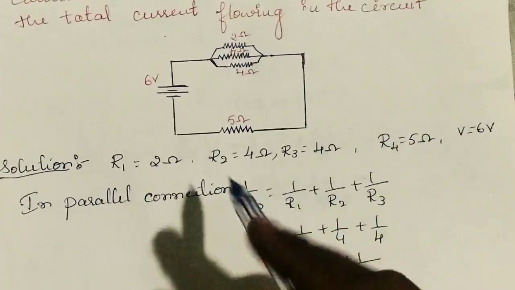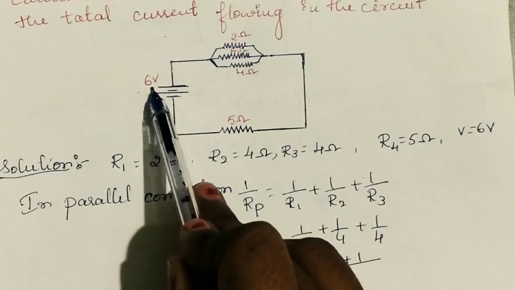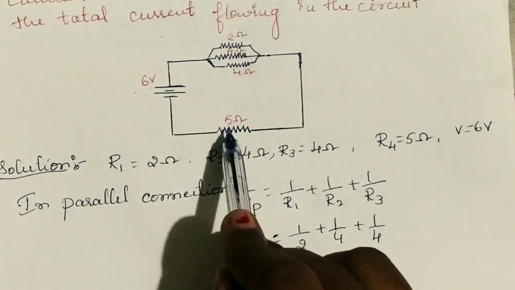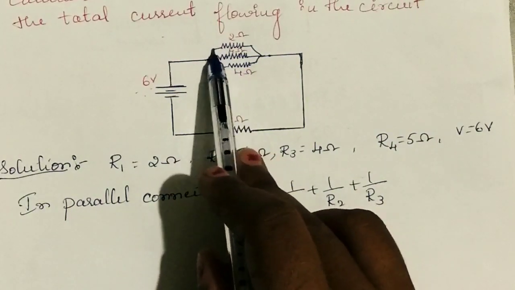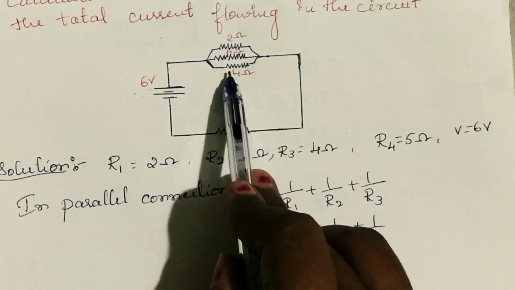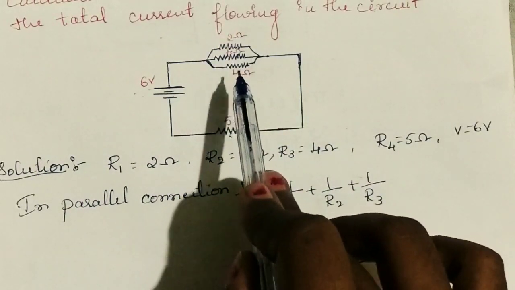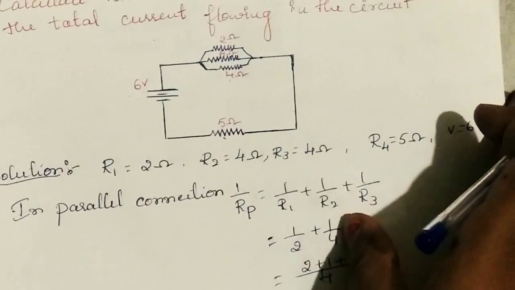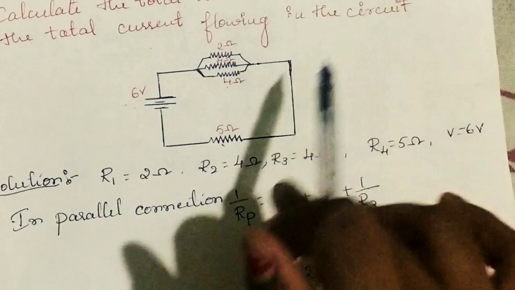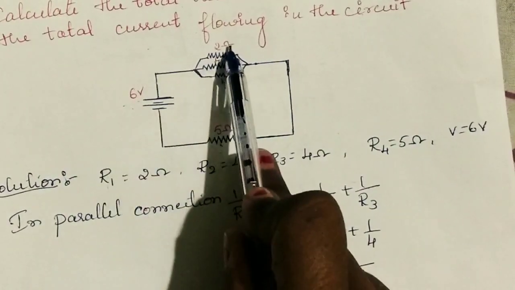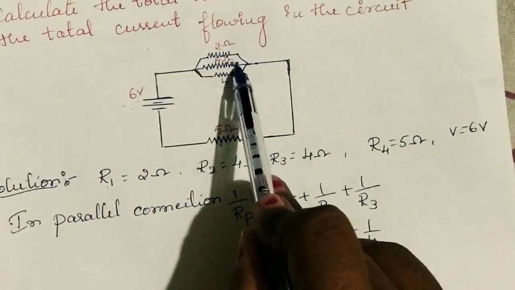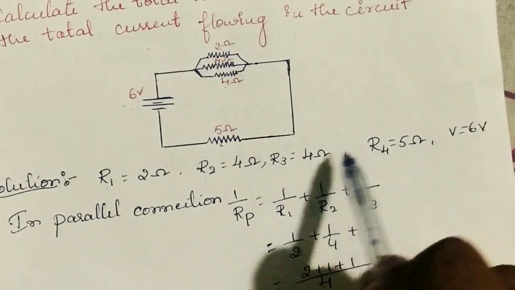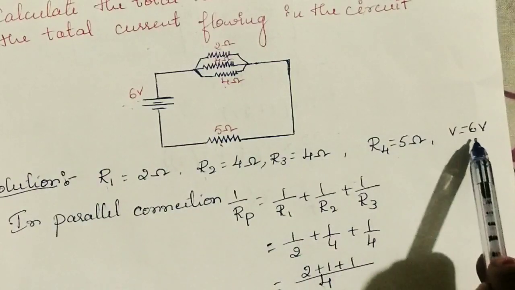What is given in the circuit? Here a voltage of 6 volt is there, and a resistance of 5 ohm in series connection. Here we can observe 2 ohm, 4 ohm and 4 ohm, and these resistances are connected in parallel. Observe the circuit and solve the problem. It is very easy. They have given R1 equals 2 ohm, R2 equals 4 ohm, R3 equals 4 ohm, R4 equals 5 ohm, and voltage V equals 6 volt.